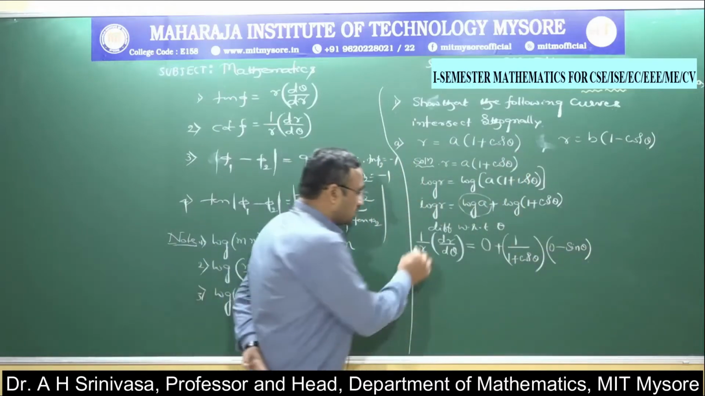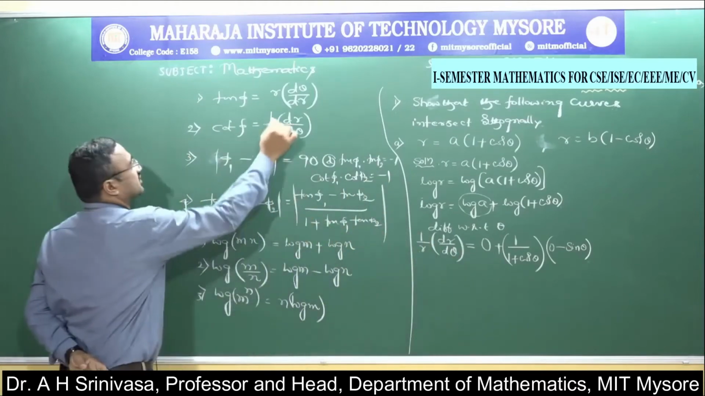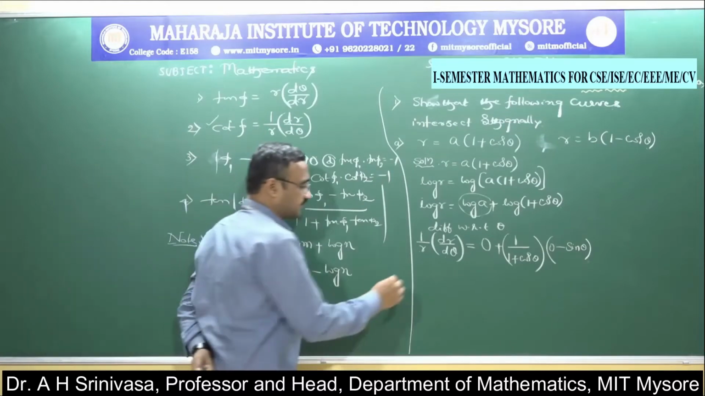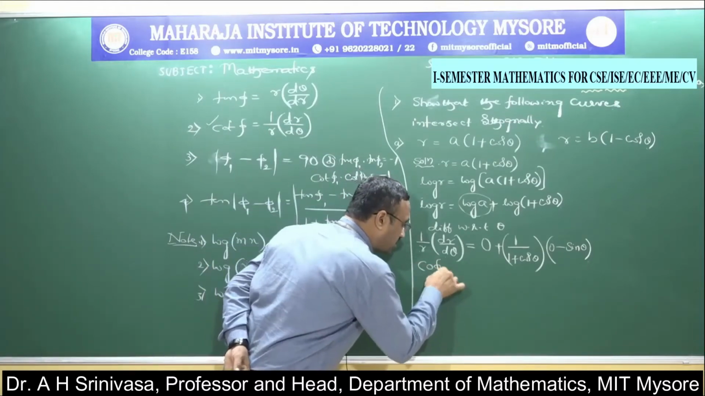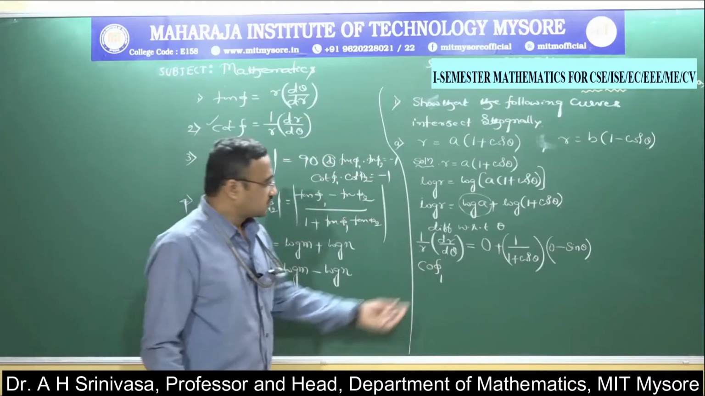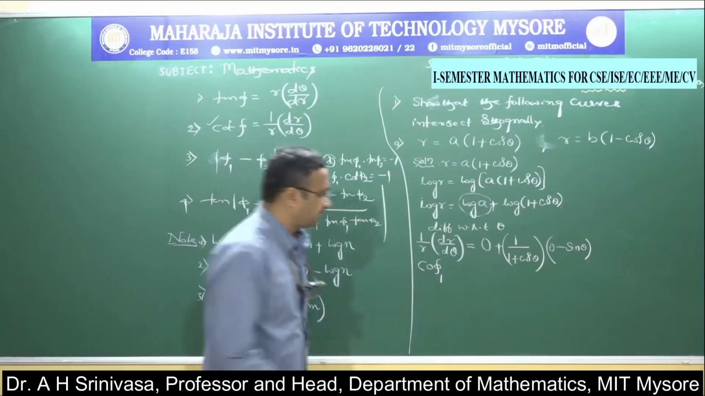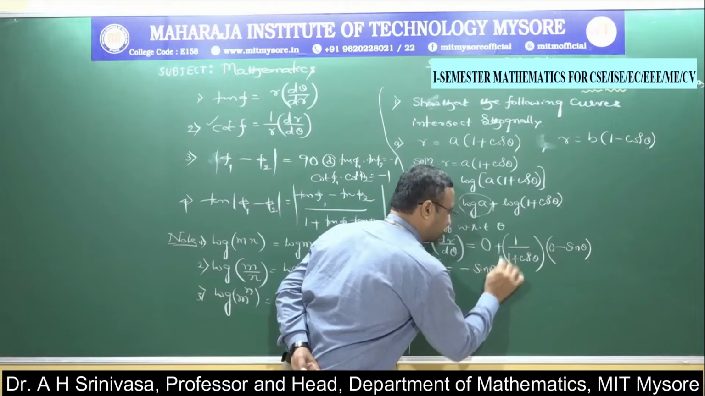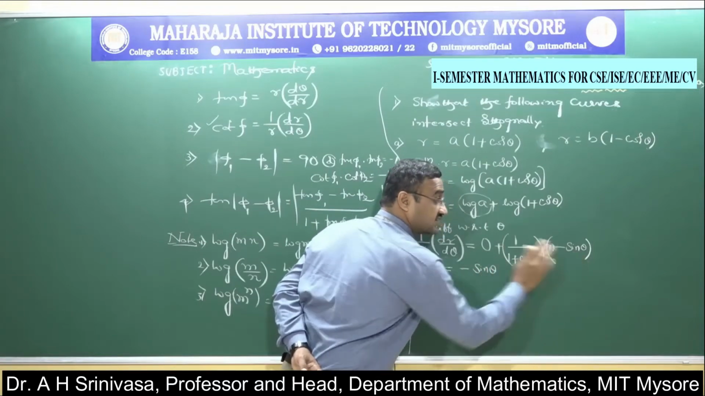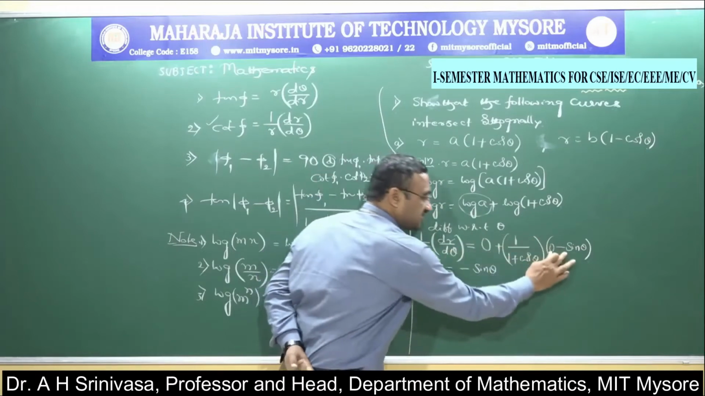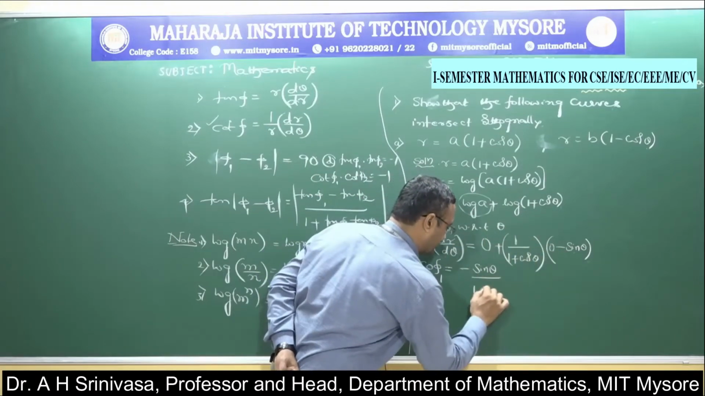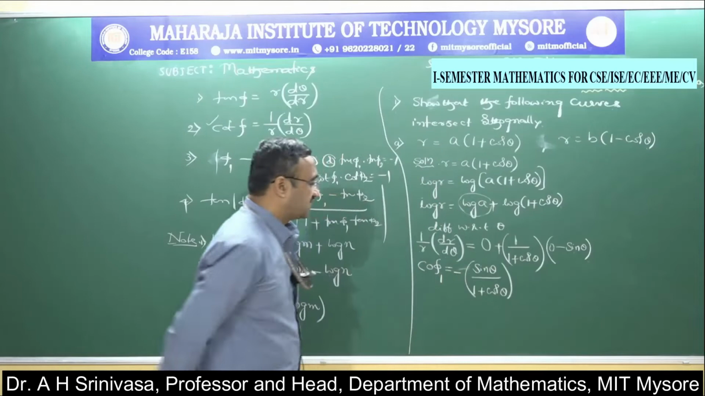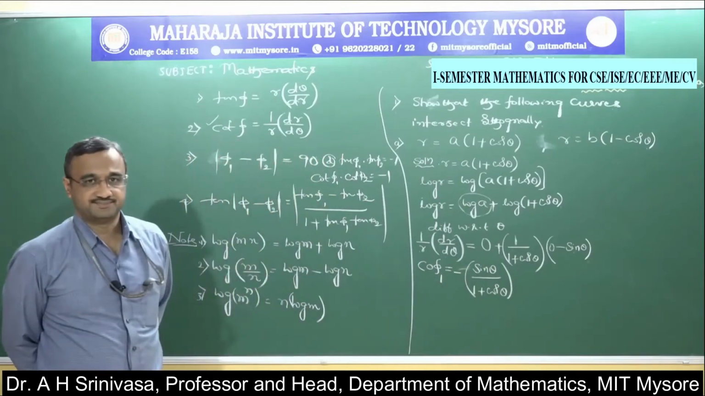Okay. Now 1 by r dr by d theta, we have to use this result. It's cot phi. Call this phi 1 because two curves are there, so call this cot phi 1. It should be equal to minus sin theta; 1 into minus sin theta is minus sin theta, all divided by 1 plus cos theta. So now we are getting cot phi 1 equal to minus sin theta divided by 1 plus cos theta.